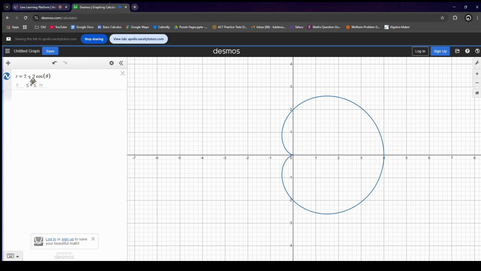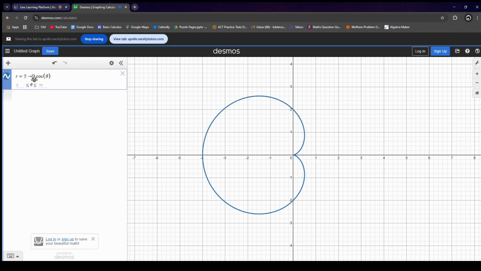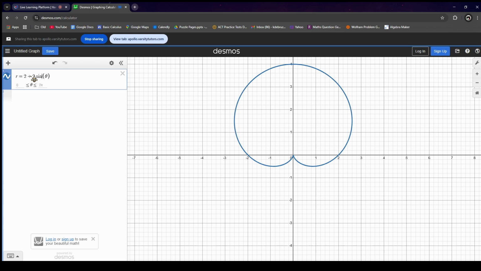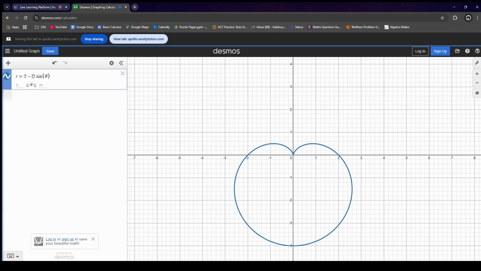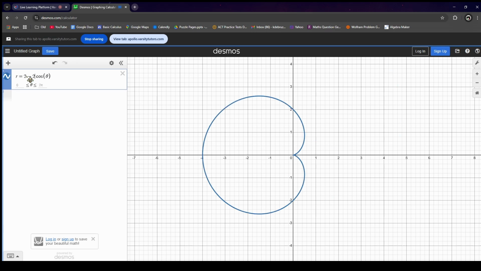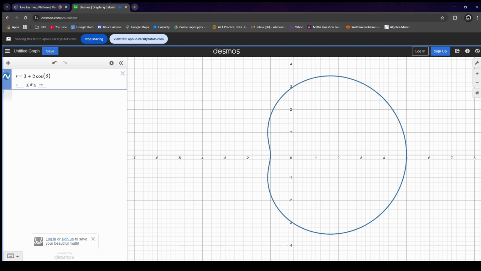And whether it's plus or minus, that'll rotate it around. If it's sine, it'll rotate it 90 degrees. And then that'll flip again. But then we have the brain one where, if they're bigger, like that, then we have the one where there's a loop inside.